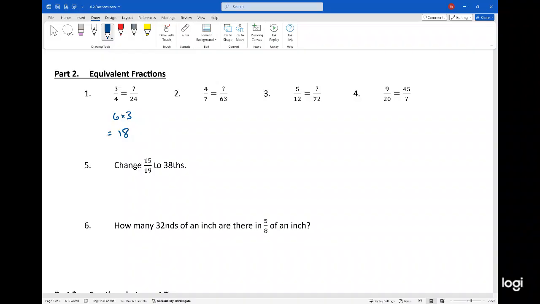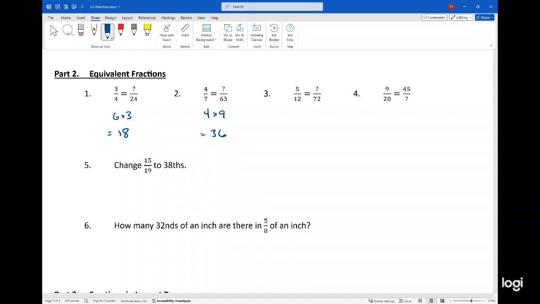For question 2, 4/7 equals something over 63. Well, 63 is 9 times 7, so you're cutting the pie into 9 times more pieces. If it's 9 times more pieces on the bottom, it's 9 times more pieces on the top. So you'd have 36/63. That's harder to say than I thought it would be.